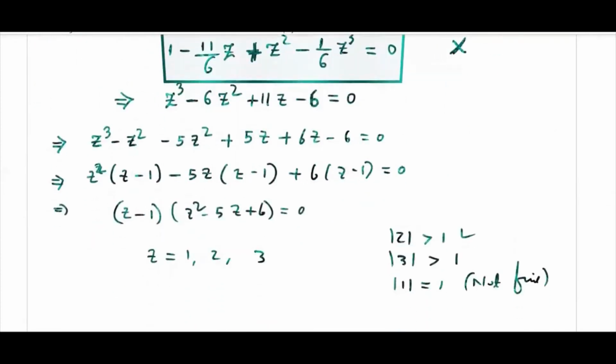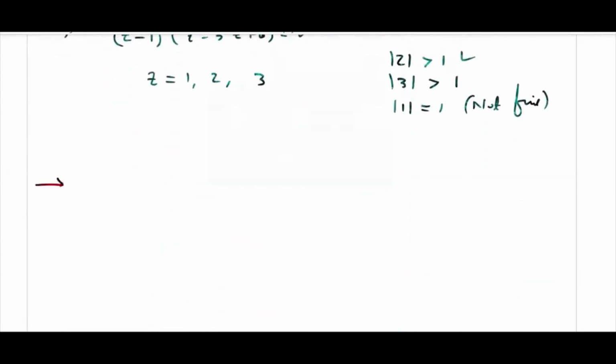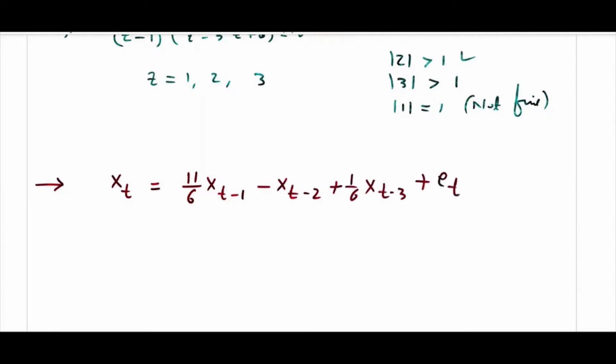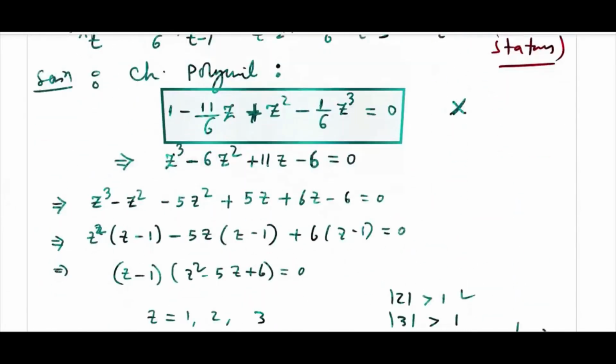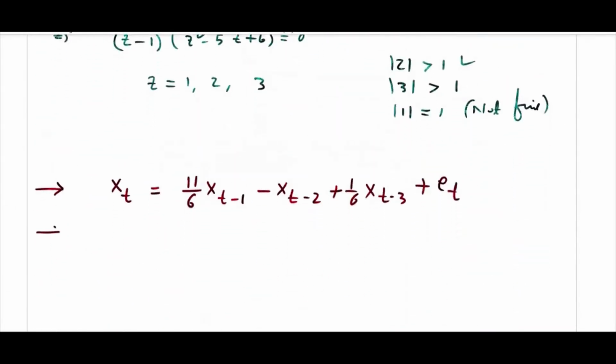Now, let me write it once again. X_t equals 11 upon 6 X_{t-1}, I think it was minus X_{t-2}, minus X_{t-3}, plus e_t. Now this is called X_{t-1}. You have to find this way.